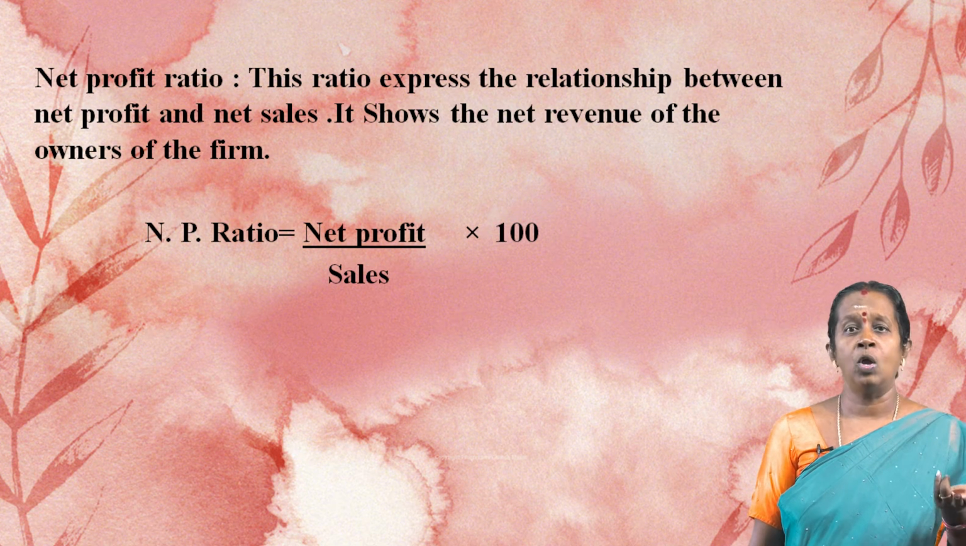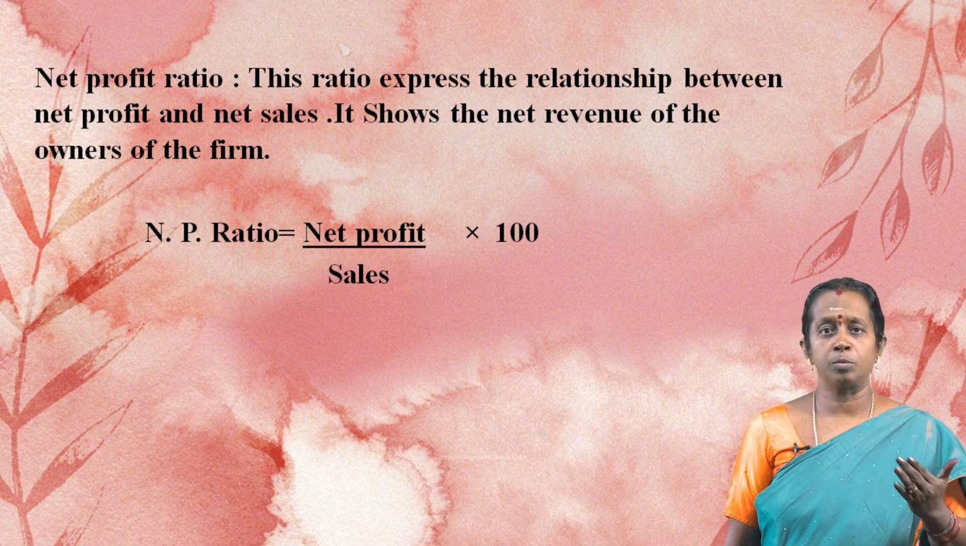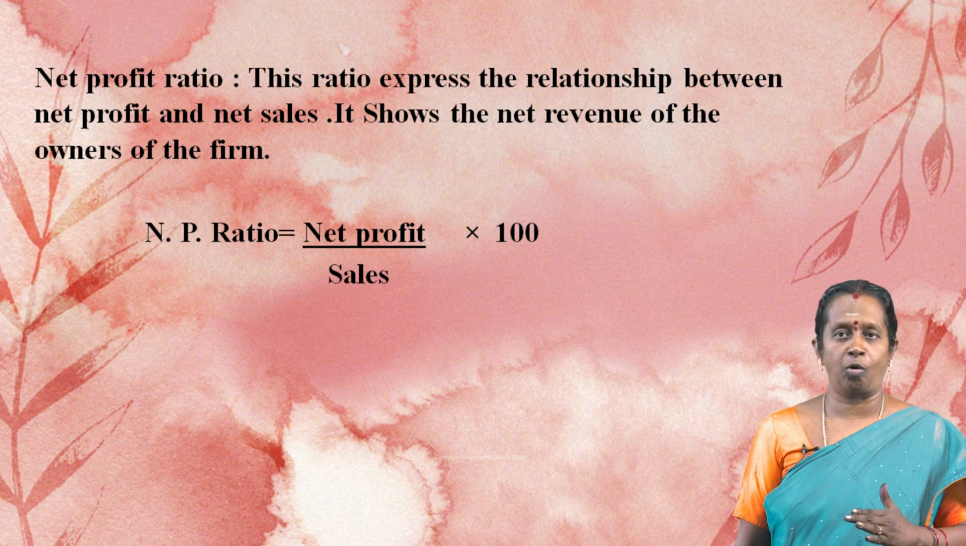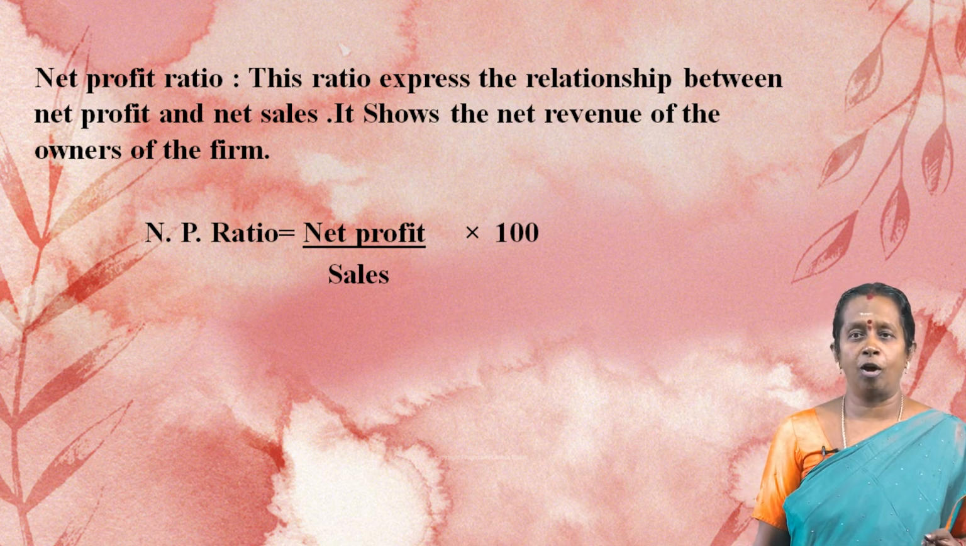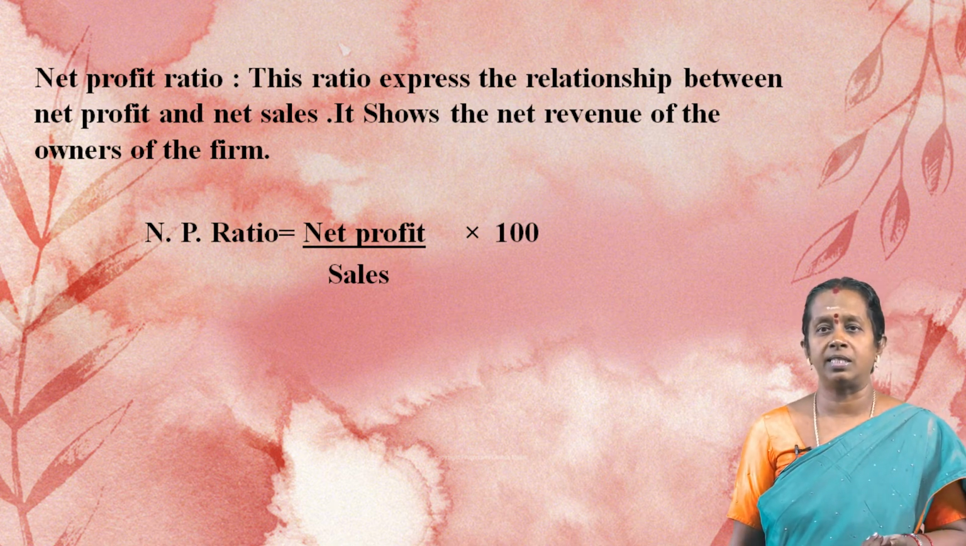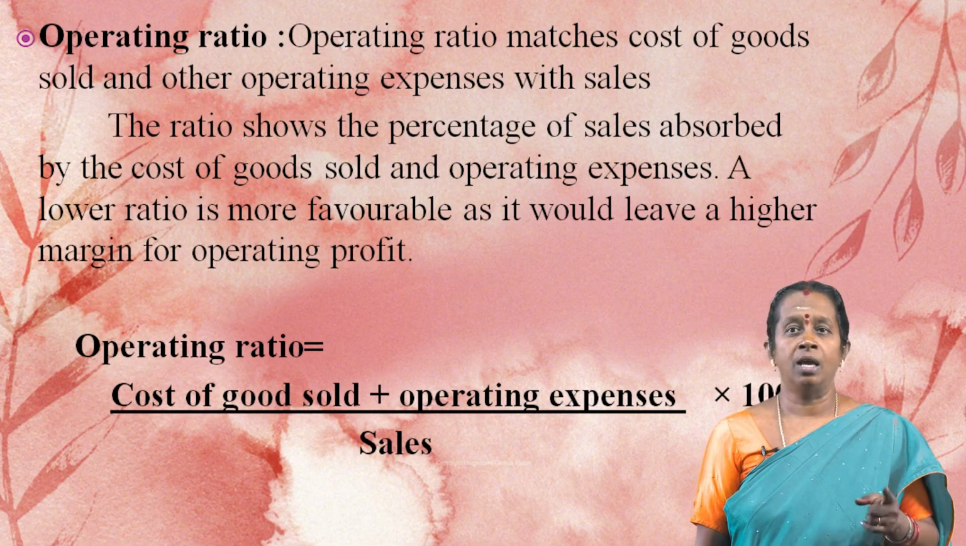So with the revenue and the cost, we have to categorize, make adjustments, and find out the net profit. Now, to calculate it, the formula is net profit divided by sales into 100. Next one, operating ratio.